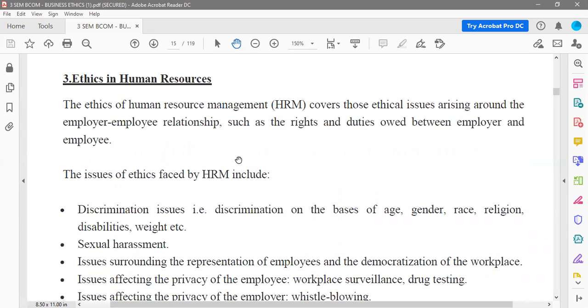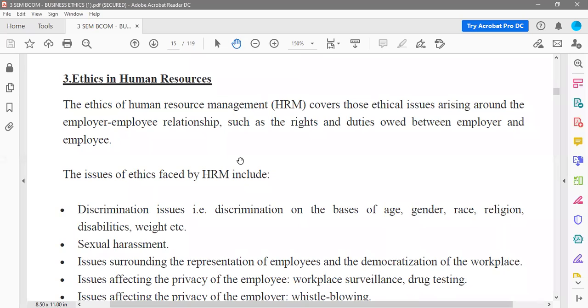Now moving on to ethics in human resource. Human resource management is one of the most difficult parts in a company actually, because dealing with people and understanding their mindset and making the work environment more comfortable is a challenge for a company.